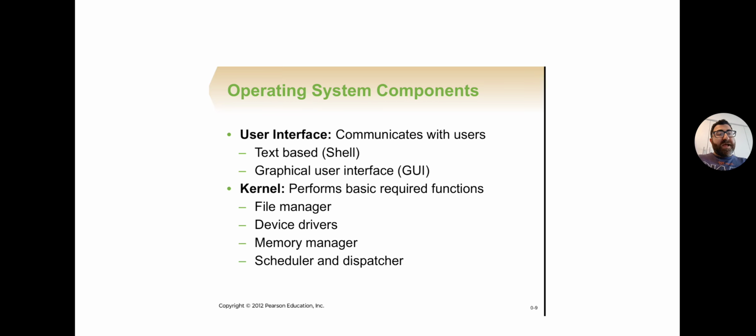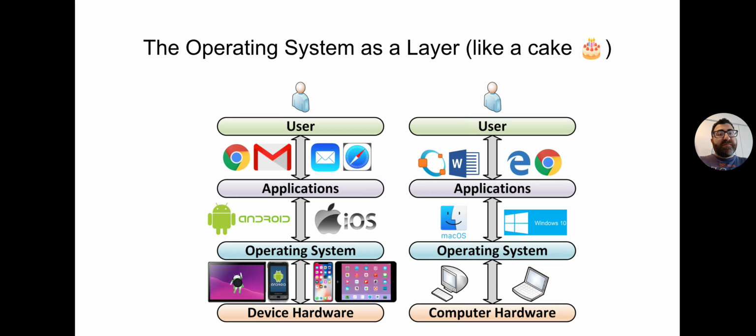Last lecture we learned about the parts of the computer: the RAM, the wireless card, the motherboard, the hard drive. So managing the hardware, and scheduler and dispatcher. So it schedules programs. I like to think of it as like a cake. So the operating system as a layer, like a cake. So the lowest layer is the computer hardware.